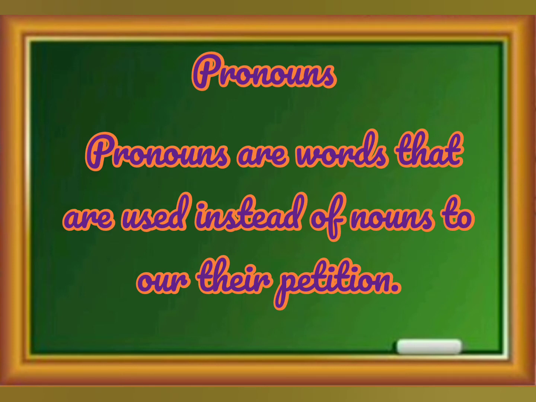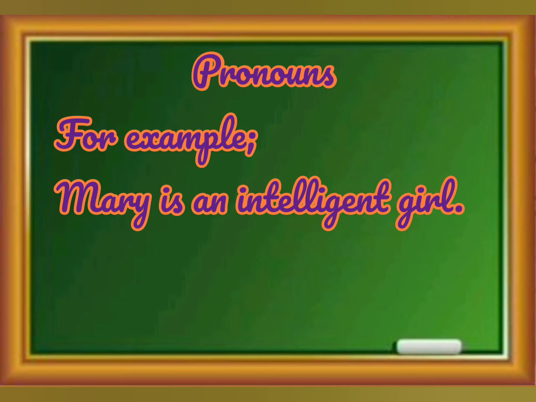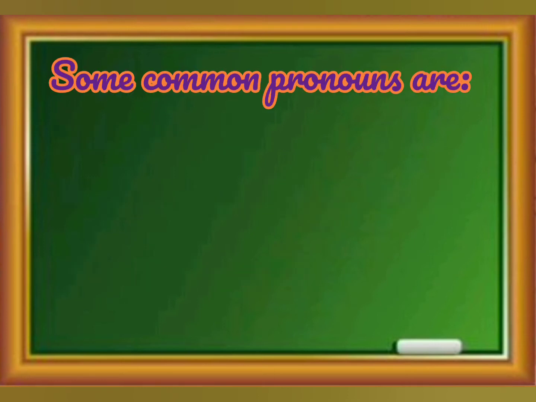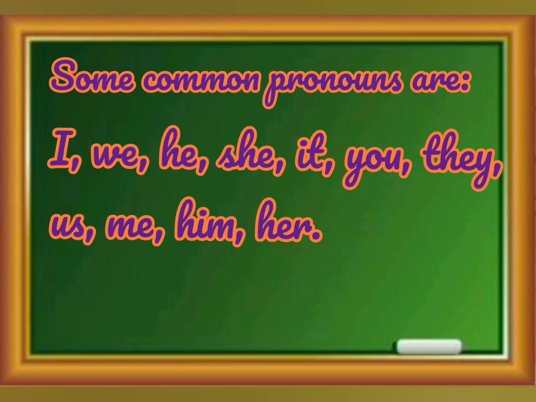For example, Mary is an intelligent girl. She studies well. In this sentence, instead of repeating the name Mary, we have used the word she. So the word she is a pronoun. Some common pronouns are I, we, he, she, it, you, they, us, me, him, or her.